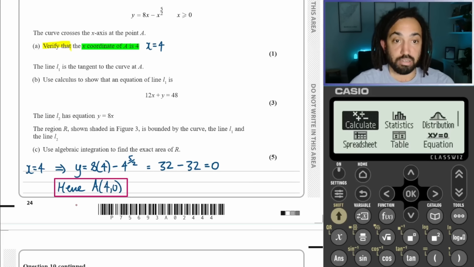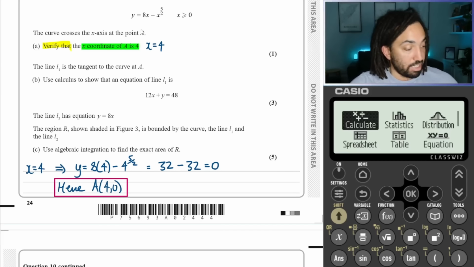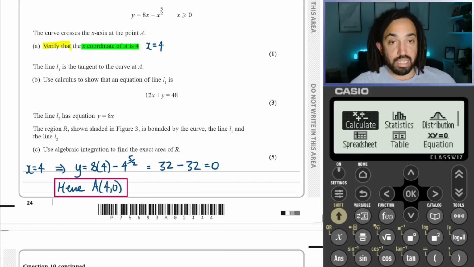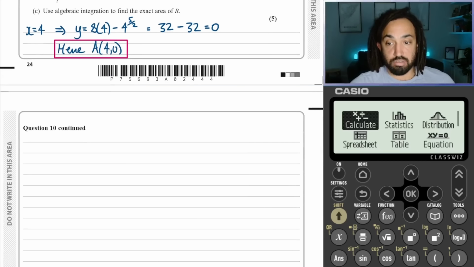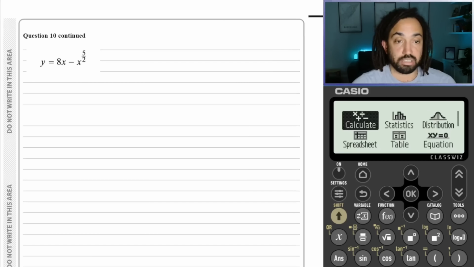Okay, right, now on to the next part. It says that the line L1 is the tangent to the curve at A. Use calculus to show that the line is given as this. Okay, so what we're going to do, use calculus means we're going to take this equation here and we're going to differentiate it, because that is going to give us the gradient function. So we're going to take this thing here and we're going to differentiate it to start with.